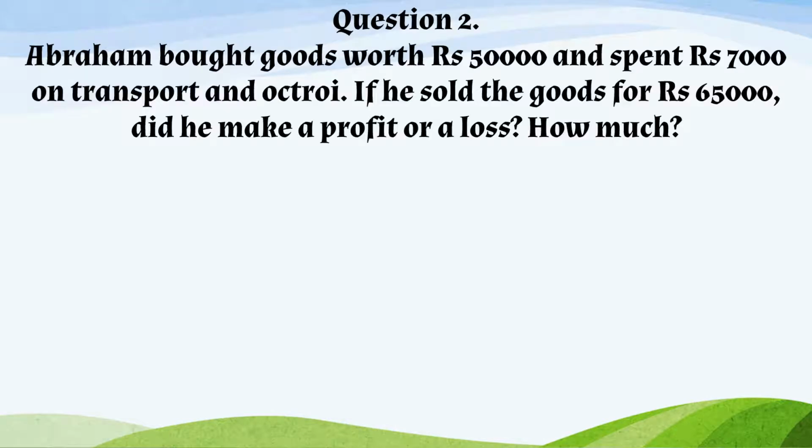Question number 2. Abraham bought goods worth rupees 50,000 and spent rupees 7,000 on transport and octroi. If he sold the goods for rupees 65,000, did he make a profit or a loss? How much? Let's find out.